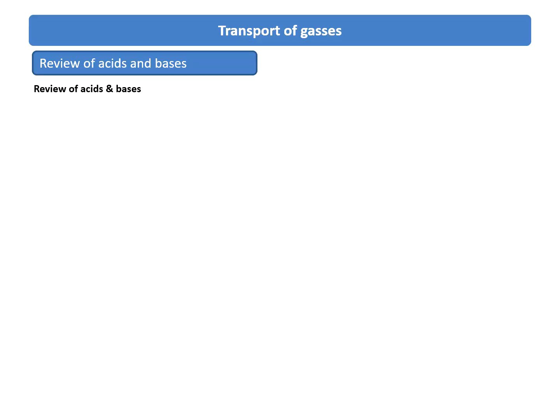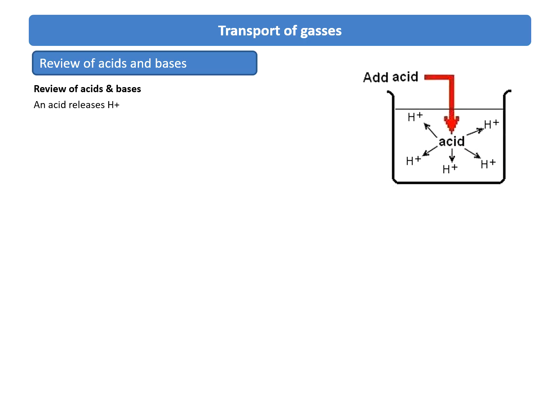A review of acids and bases. An acid is anything that releases hydrogen ions. For example, hydrochloric acid ionizes into hydrogen ions plus chloride ions. Carbonic acid ionizes into hydrogen ions and bicarbonate ions.